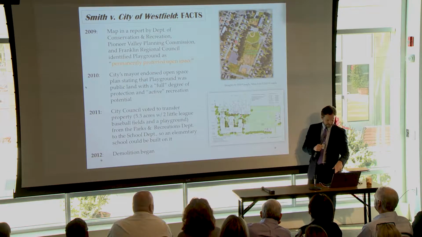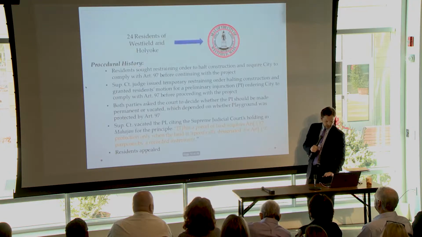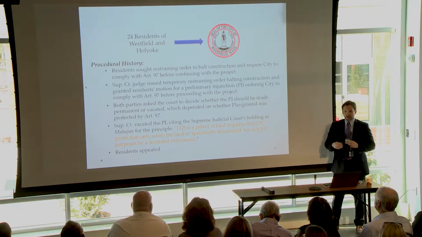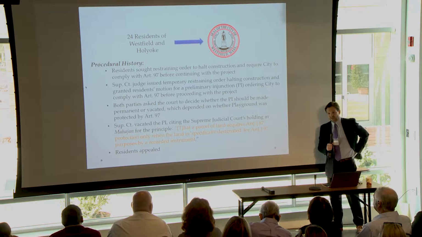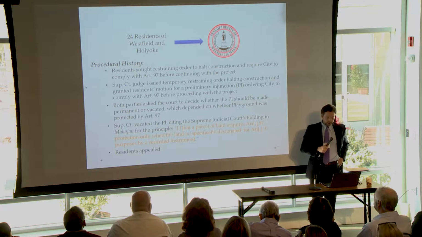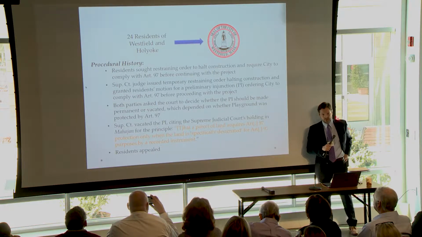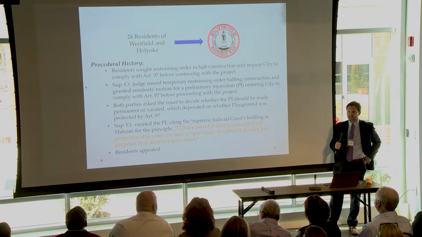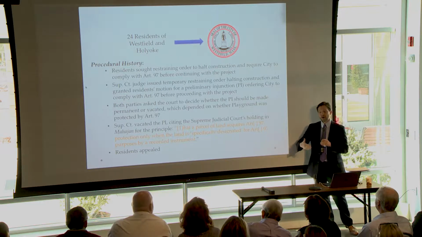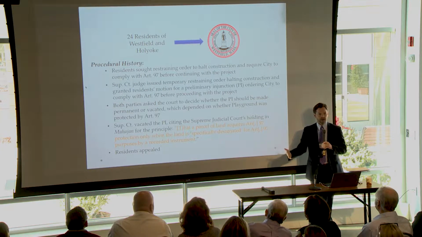Transferred to the school department, 2012, demolition begins. 24 residents of the city of Westfield and the neighboring city of Holyoke sue Westfield, arguing that the city needed to go through the Article 97 legislative approval process before they could proceed.